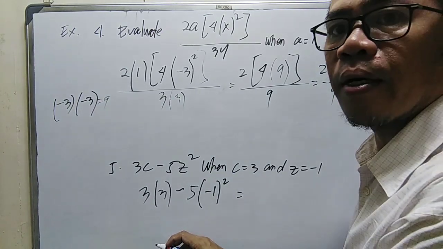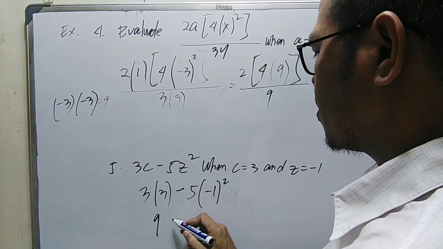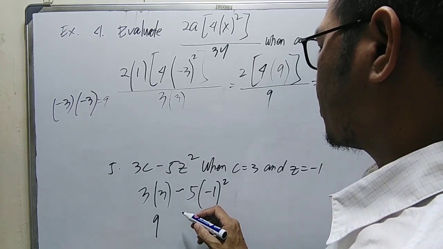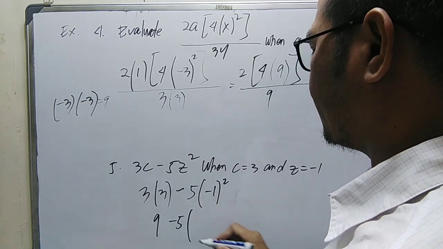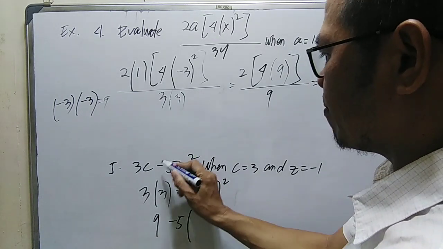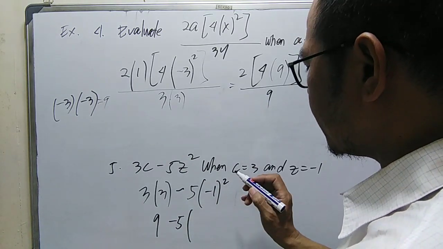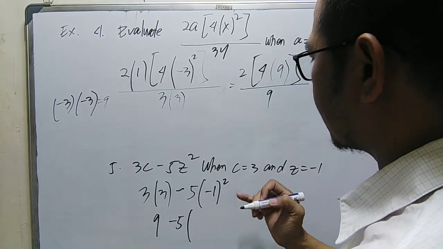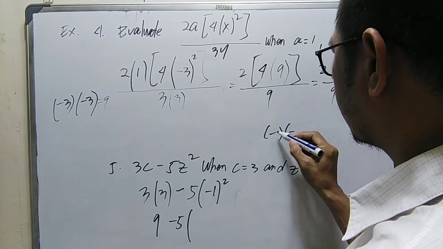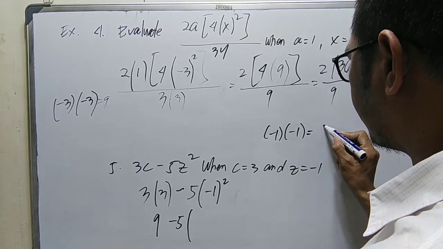Equals, pwede ba sa baba? Pwede pa sa baba. Okay? 3 times 3, 9. Kopyahin natin si negative 5. Kopyahin muna natin si negative 5. Kasi minus yan minus. Tapos kopyahin natin si 5. Dito na naman tayo. Negative 1 times negative 1. Kasi merong squared. Multiplied by itself. Diba? Negative 1, multiply din natin kay negative 1. So the result is positive 1.